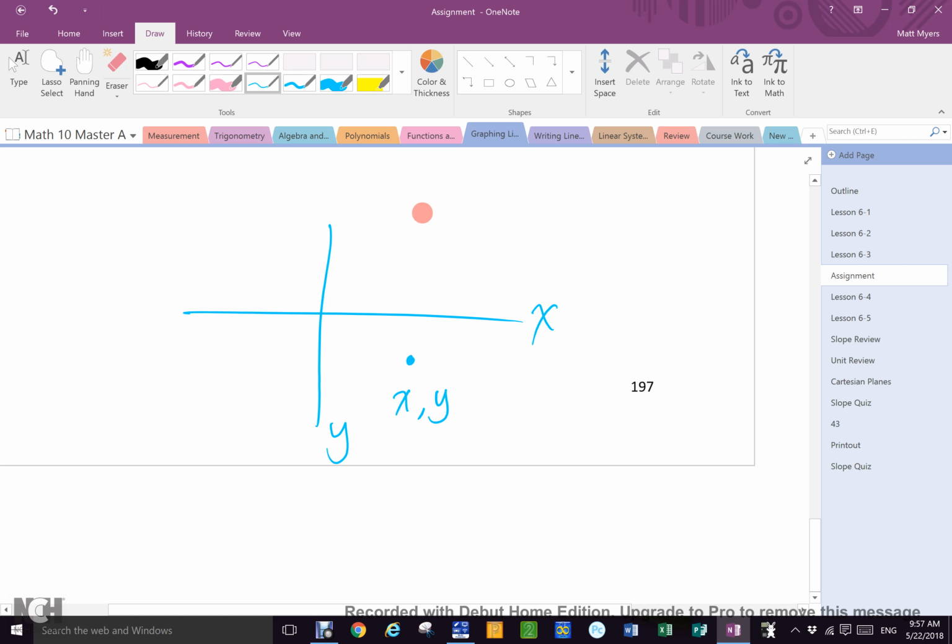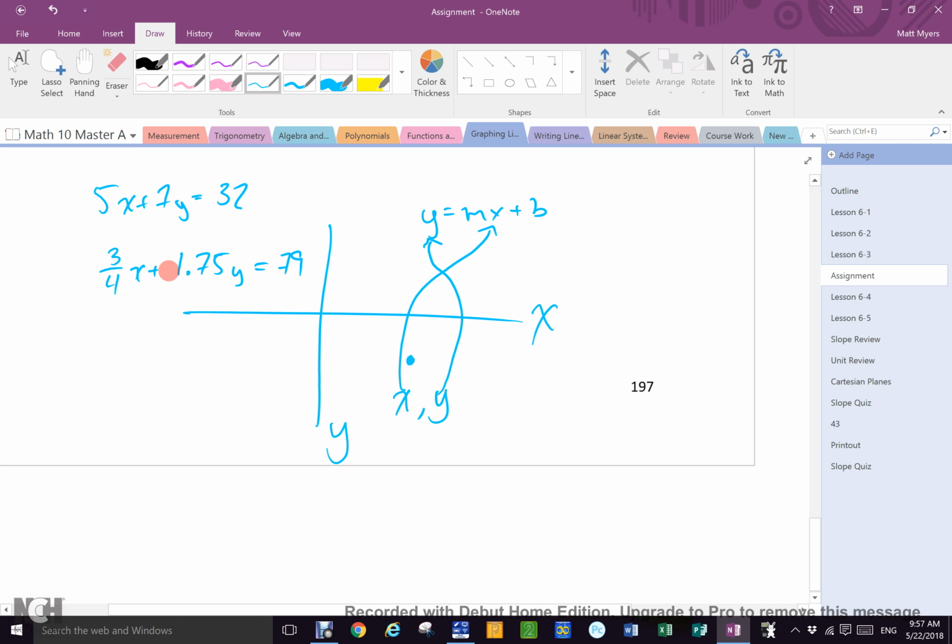And every dot lives on a line. X for X, Y for Y. No matter how I write the equation. If I write 5x plus 7y equals 32, X and Y can go in there. Right? If I write 3/4 X plus 1.75y equals 79, X and Y can go in there. That's all you need to bring to the party to do this entire unit.